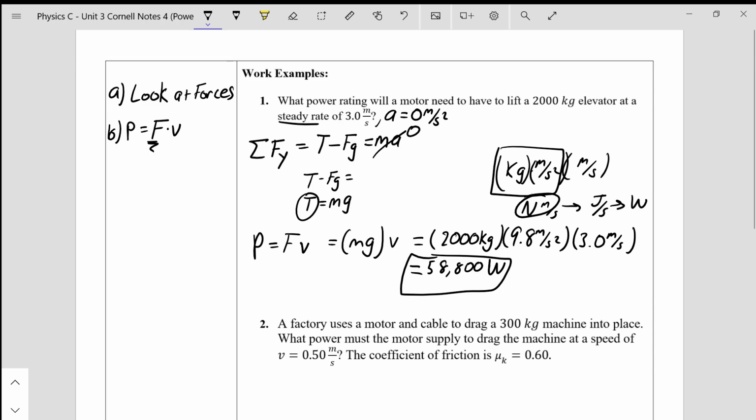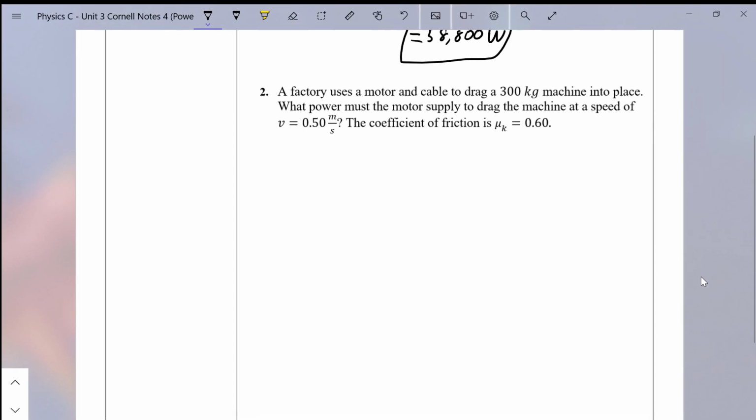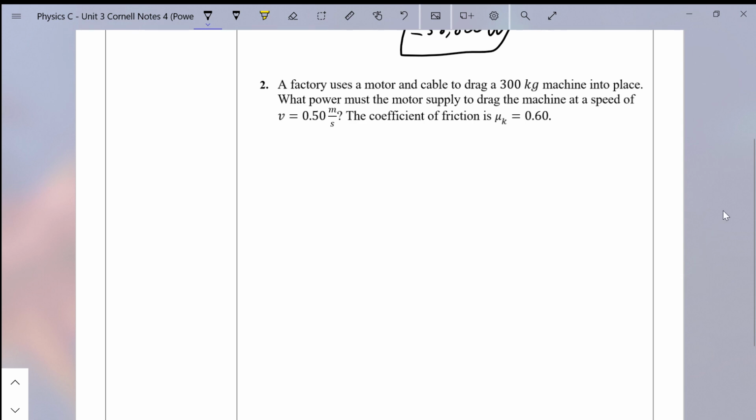Okay, onwards to our next problem. A factory uses a motor and a cable to drag a 300 kilogram machine into place. What power must the motor supply to drag the machine at a speed of 0.5 meters per second? The coefficient of friction is mu k equal to 0.6.